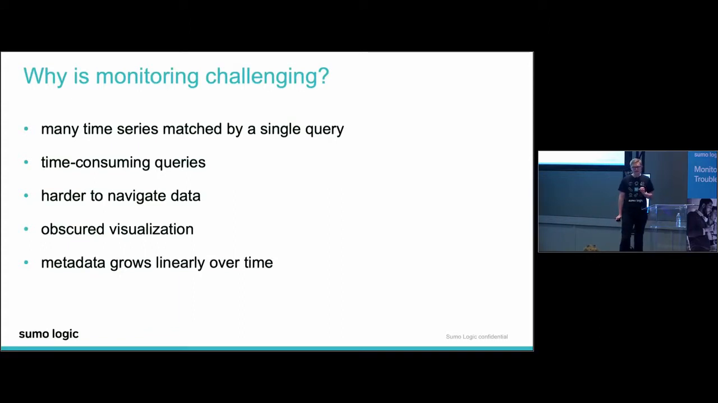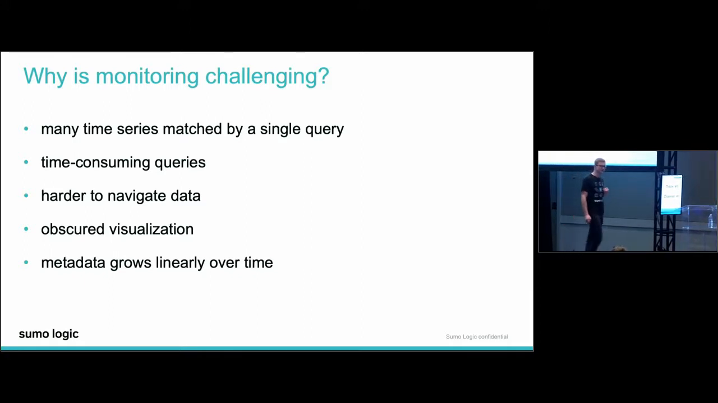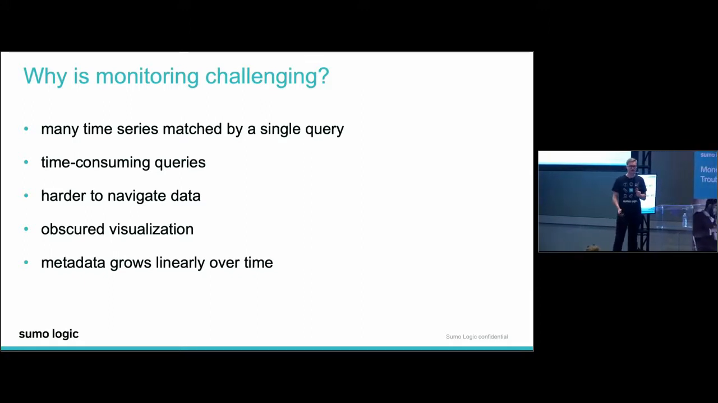So you have many time series matched by a single query. Your single query matches a lot of time series across your nodes, across your system running in the cloud. These queries are time consuming because you have to pre-process a lot of data. If you have a lot of unique time series to retrieve from your database system and then compute average on the fly, it can give a poor user experience.